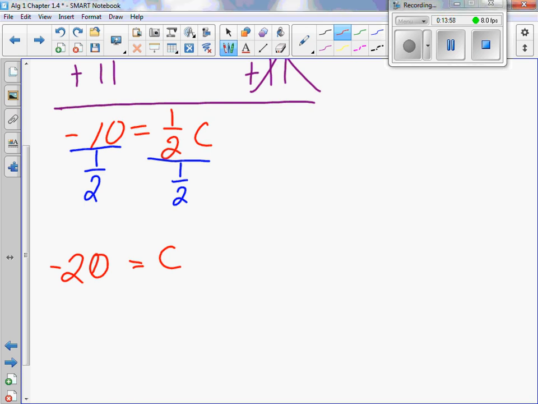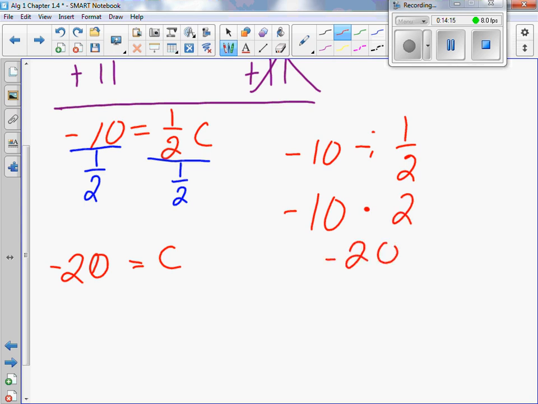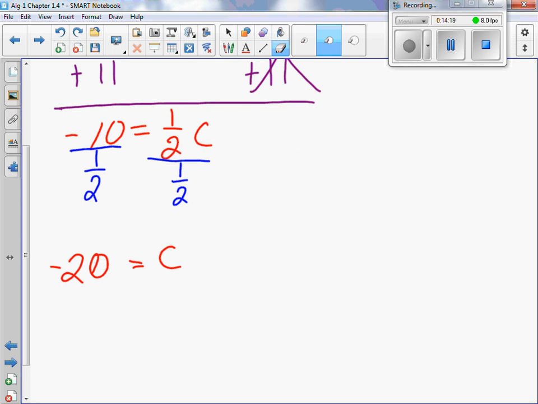Huh? Because when we do -10 divided by 1/2, we don't really do division of fractions. We change it from division to multiplication and flip it. Change and flip, which would give us -20. But that's not that big of an issue. Did it come out correctly this time? Yeah. It's an easy, common mistake. It happens all the time.